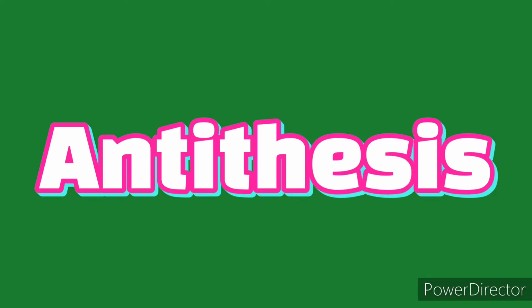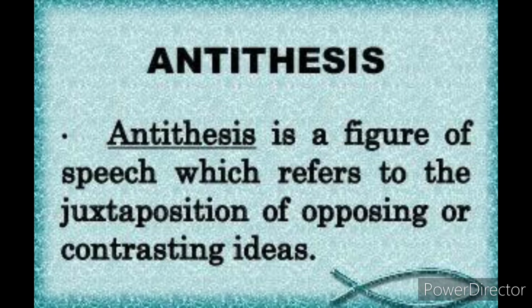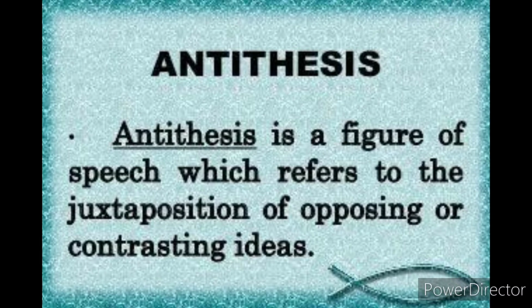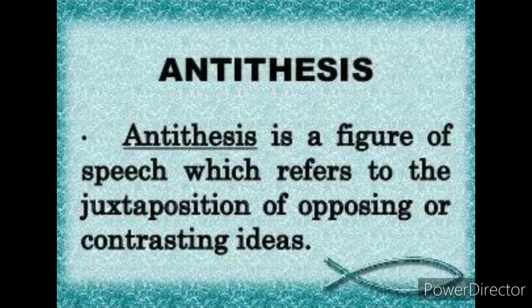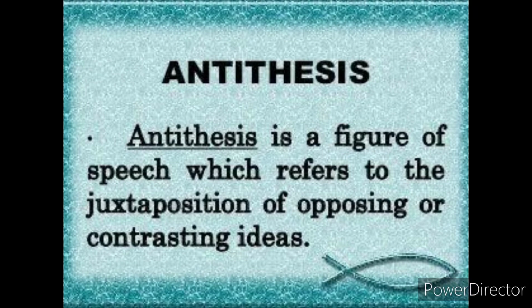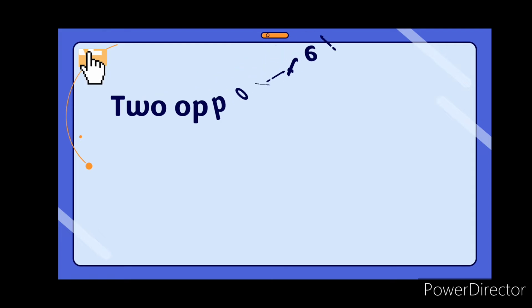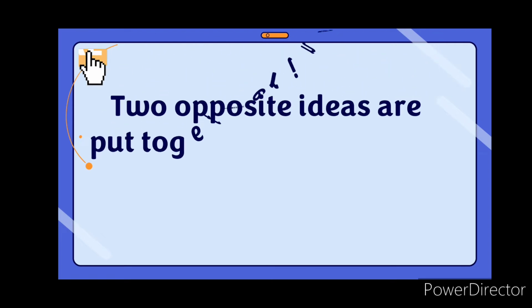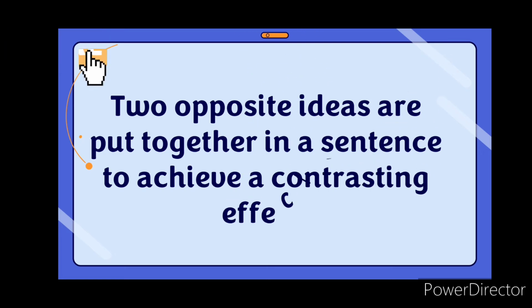The first figure of speech is antithesis. Antithesis is a figure of speech which refers to the juxtaposition of opposing or contrasting ideas. In simple words, we can say that in antithesis, two opposite ideas are put together in a sentence to achieve a contrasting effect.